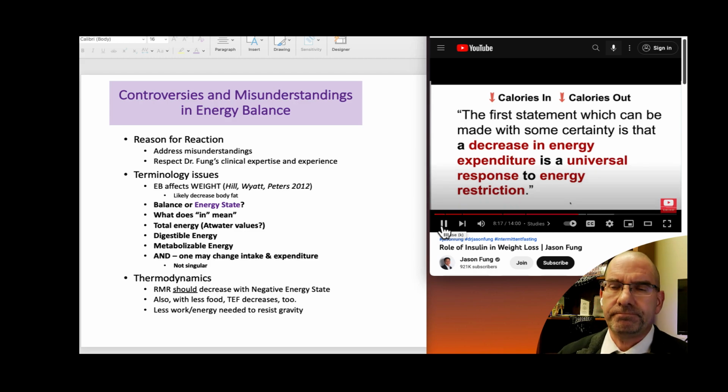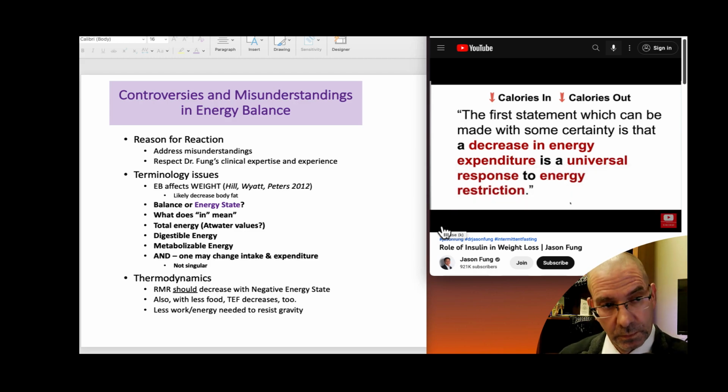What can be said with some certainty is that a decrease in energy expenditure is a universal response to energy restriction. That is, if you eat fewer calories, it is a universal response. We see it in virtually every single person: they will burn fewer calories.